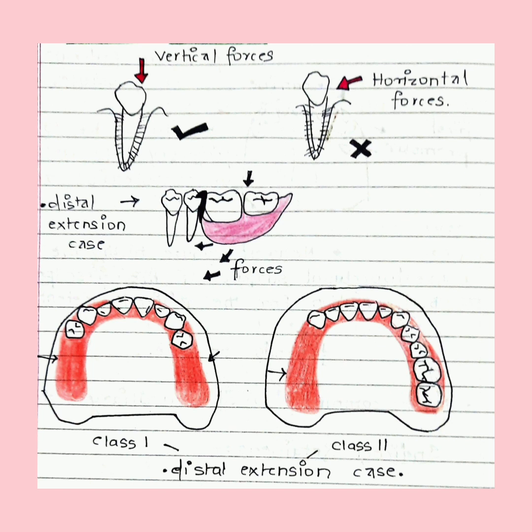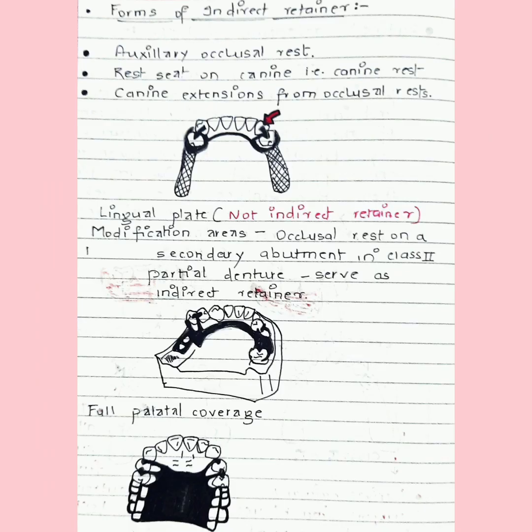This is the reason why we need an indirect retainer in Kennedy's class 1 and 2, because it derives primary support from tissues and secondary support from abutment teeth. And in Kennedy's class 3, it derives all its support from the abutment teeth. You get a long answer question on this, where you have to justify why indirect retainers are needed in Kennedy's class 1 and 2, or distal extension cases. So this is a very important concept and I urge you all to not skip any part of this video. Let us understand in brief what indirect retainers are and how and where they are placed.